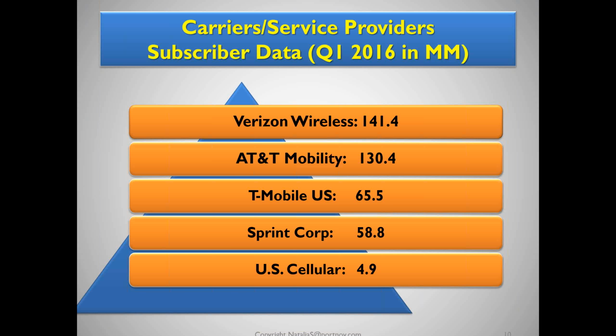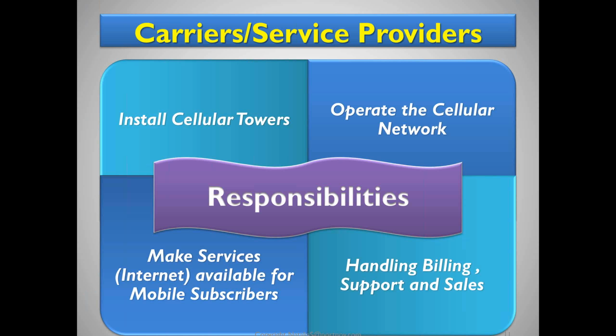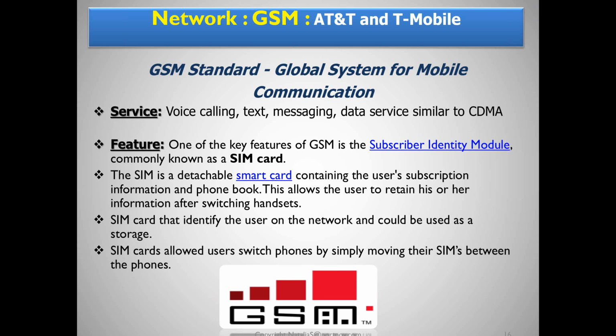Anyway, so what are the carriers and service providers responsible for? They, of course, install cellular towers, operate the cellular network, handle billing, support and sales, and provide services such as internet available to mobile subscribers.